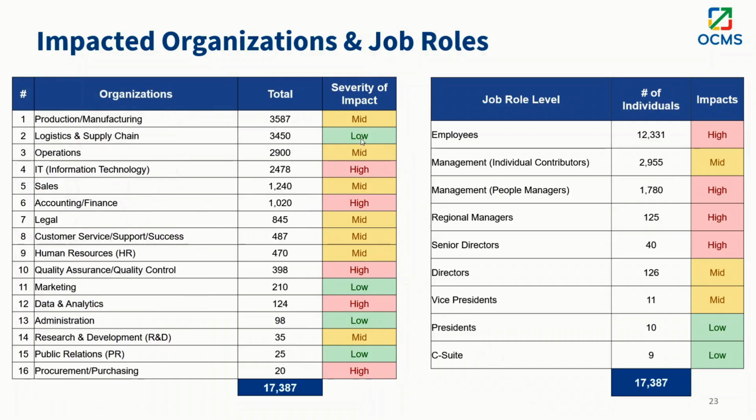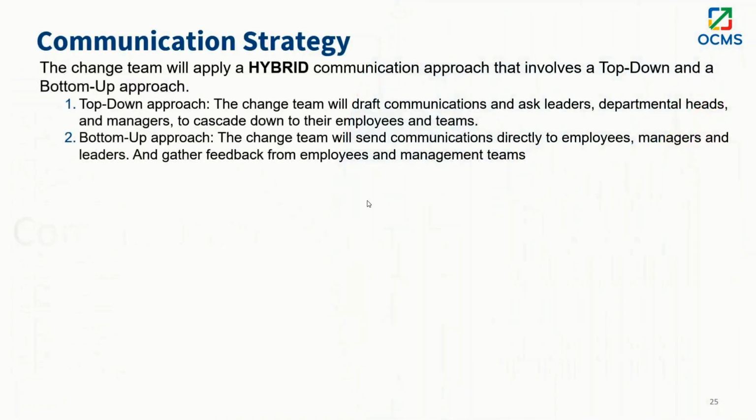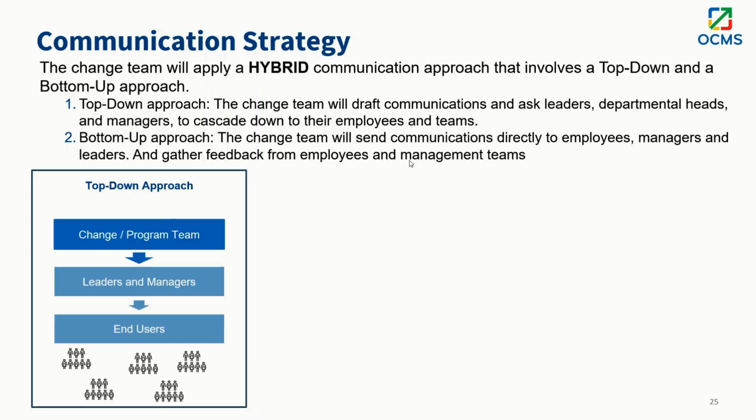stakeholders and also leadership. Your communication strategies, you can leverage the ones that we currently have here on the template, but we recommend that you implement a hybrid communication approach that involves a top-down and a bottom-up approach. What exactly is this? With the top-down, and here is a visual representation, the change and program team are providing communications to leaders and managers and asking them to cascade those communications to end users.